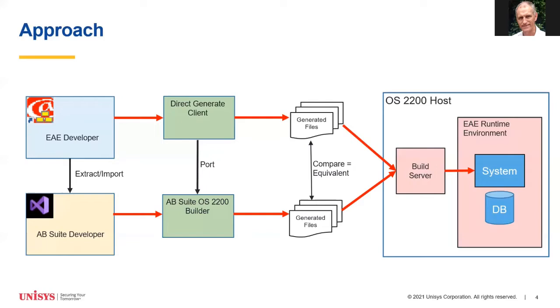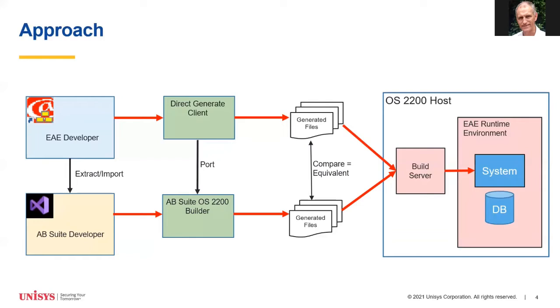Now, one of the benefits of reusing significant parts of the EAE environment is that the resulting runtime system is essentially the same as it was in EAE. So AB Suite generates the same files, the same file contents, and that means that you will end up with the same runtime behavior, the same runtime performance, the same compatibility with other parts of the system, with external systems, with all of your interfaces, and so on.